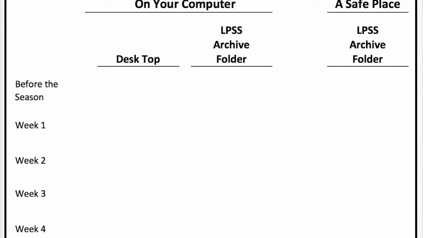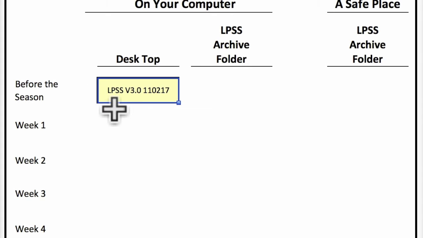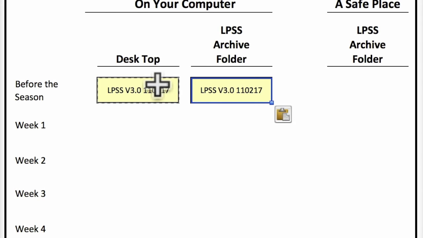At the start of the season, we lead off with a copy of the latest version of the LPSS program on our desktop. What I like to do then is to set up a folder on the desktop labeled LPSS archive folder for the current year. Take a copy of this, copy it into that folder, make another copy and put it into another place, an external file of some kind.